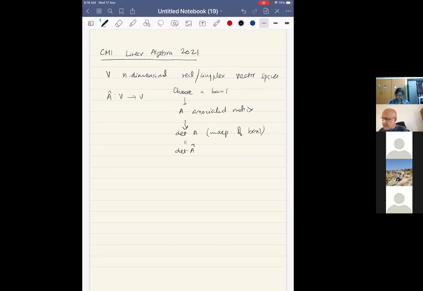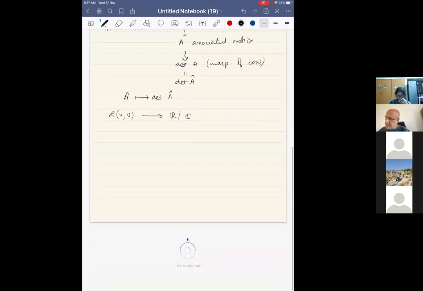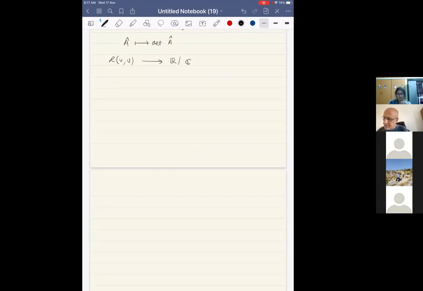Now, det A, so A hat mapping to det A hat, is a function from the space of linear maps from V to V to R or C, depending on whether you are looking at real or complex vector spaces. Now, we are going to consider an associated function, which is related to det A.